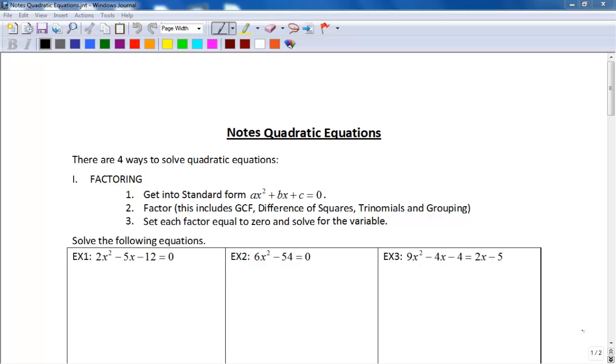Now we're going to look at quadratic equations. There's 4 different ways to solve quadratics, so let's go ahead and start with the first way. The first way to solve a quadratic equation is by factoring.